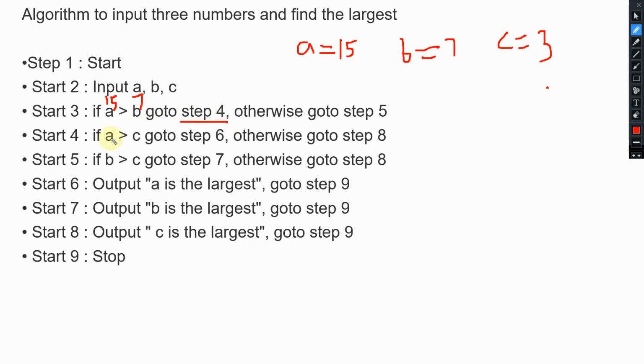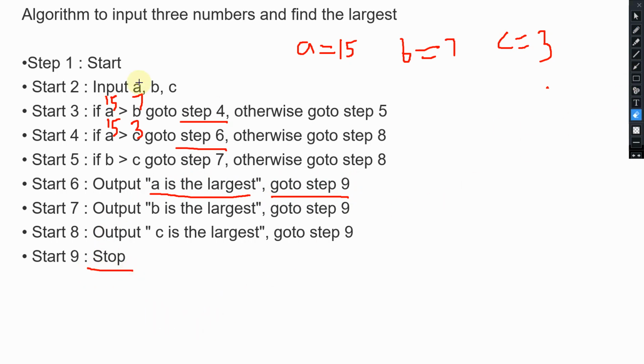On this step, 15 will get compared with 3, and still 15 is more than 3, so immediately it will go to step 6. At step 6 this message will be printed on the screen that A is the largest one, followed by this statement which goes to step 9, and then it will immediately terminate.